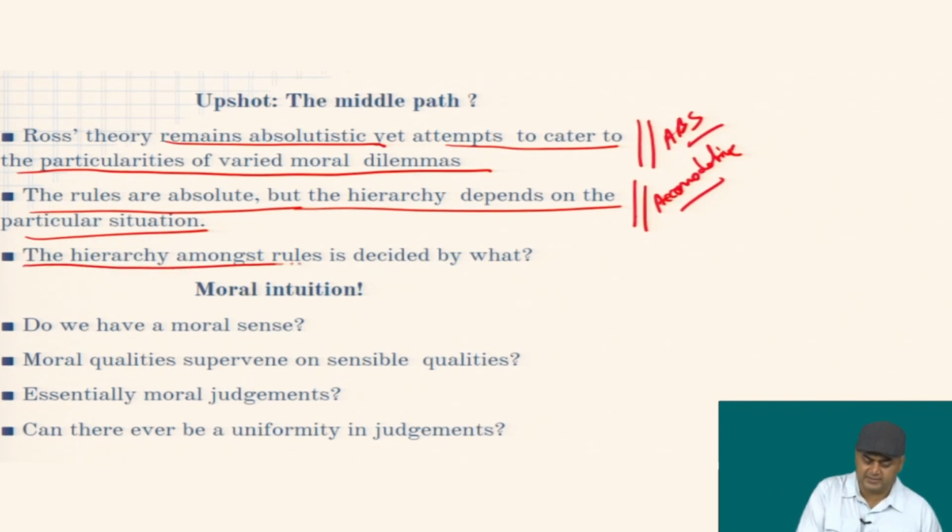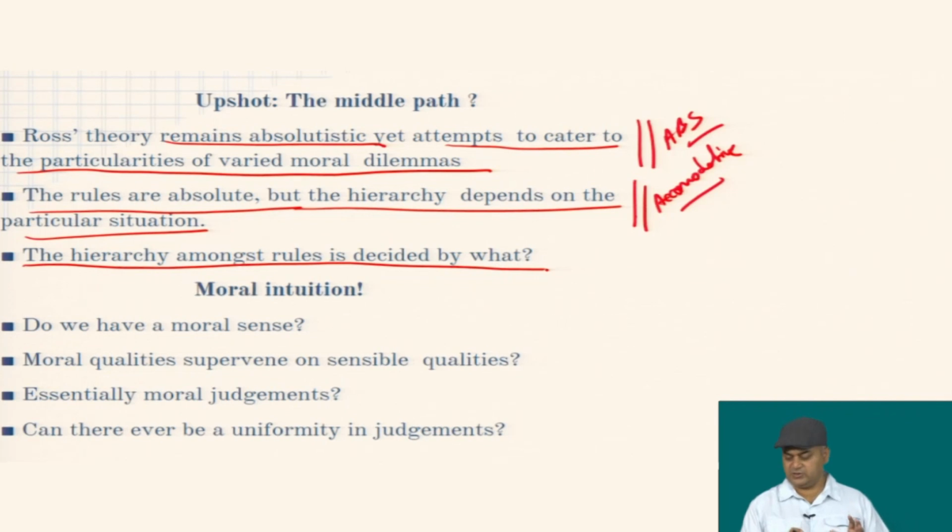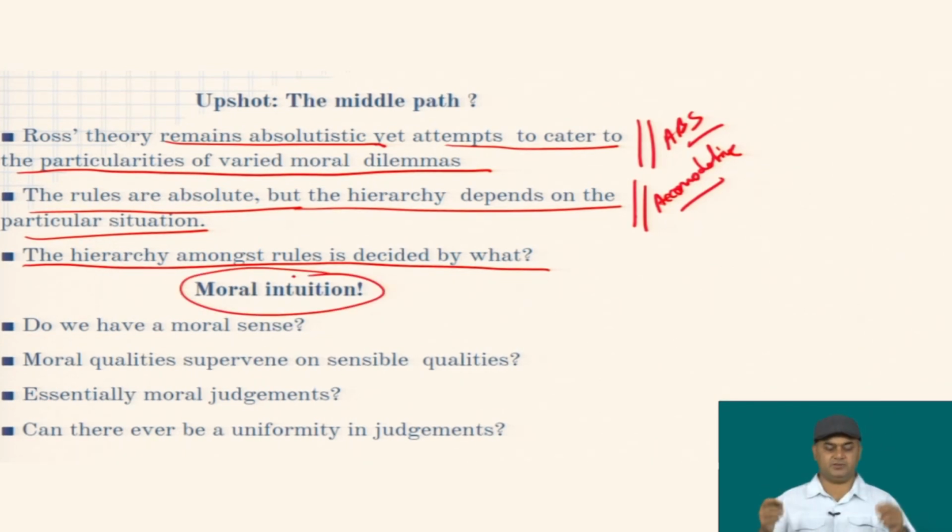But how then is the hierarchy amongst the rules decided? That is the question: how do we decide the hierarchy amongst the rules? That is a valid question that comes about. Now, is it moral intuition? Is it moral intuition that decides the moral hierarchy? Do we have a moral sense that moral qualities supervene on sensible qualities? Are we making essentially moral judgments? Can there ever be a uniformity in moral judgments?